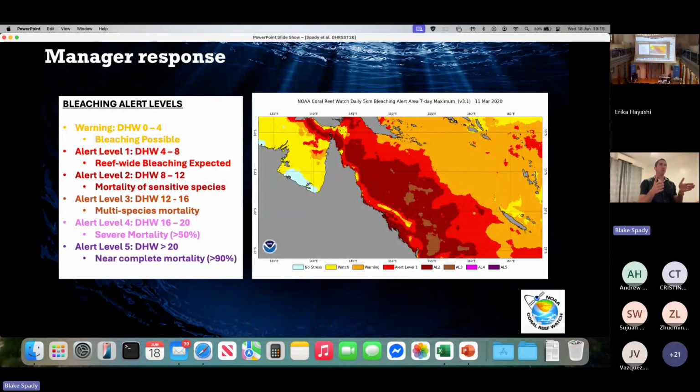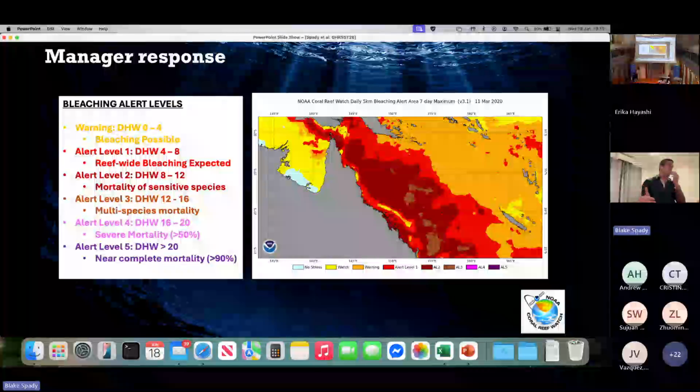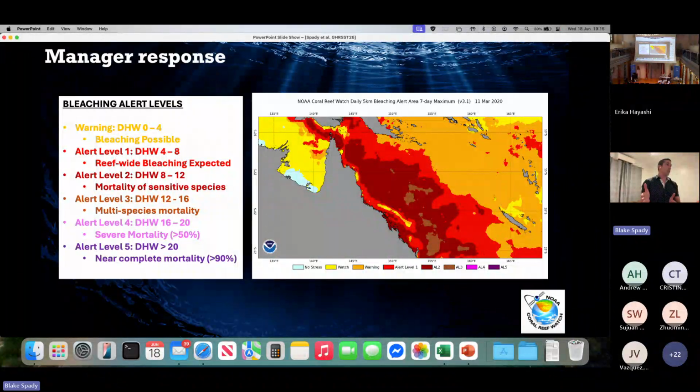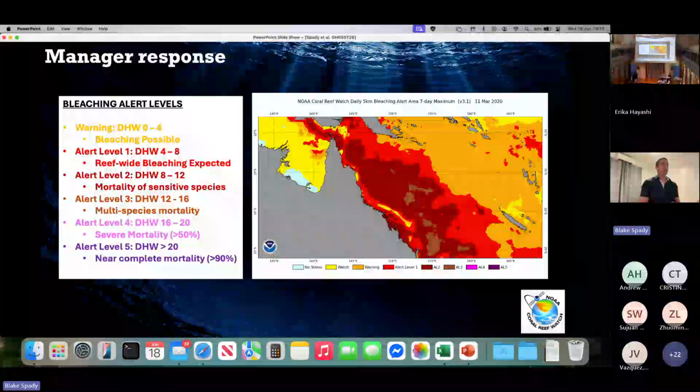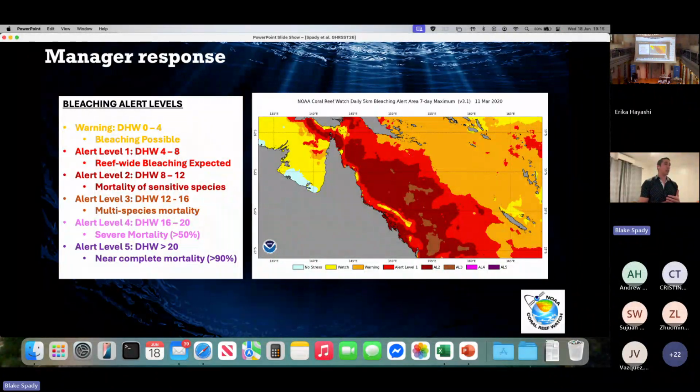Because these alert levels give users a general expectation at each DHW range. Again, that last DHW example was at a level of 6 degree heating weeks. And that gives the users an expectation of a reef-wide bleaching event. Well, if we add that uncertainty that leads the DHW to potentially be as high as 8, well, then those managers might expect a significant mortality event.